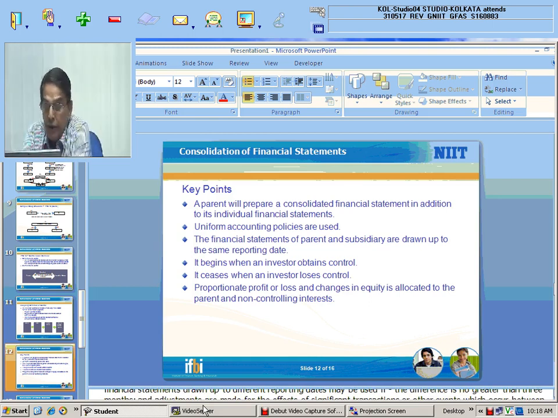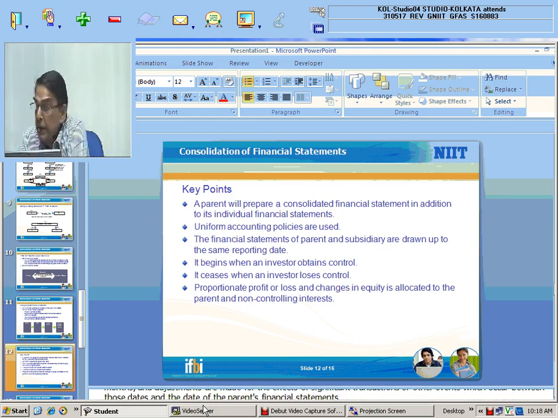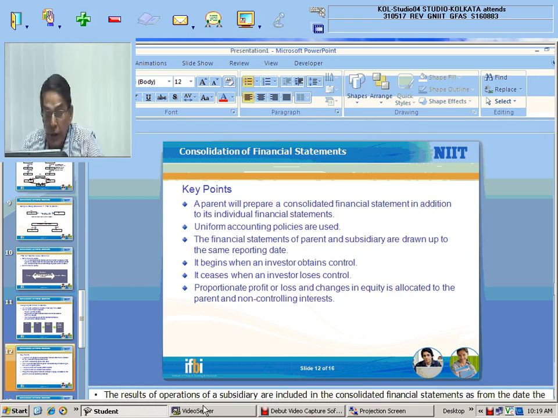The results of operation of a subsidiary are included in the consolidated financial statement as from the date the parent gained control of the subsidiary. We are not bothered about the results of the subsidiary company prior to the parent gaining control over the subsidiary. The results of operations will be included by the parent in consolidated financial statements until the date of disposal, which is the date on which the parent ceases to have control over the subsidiary.